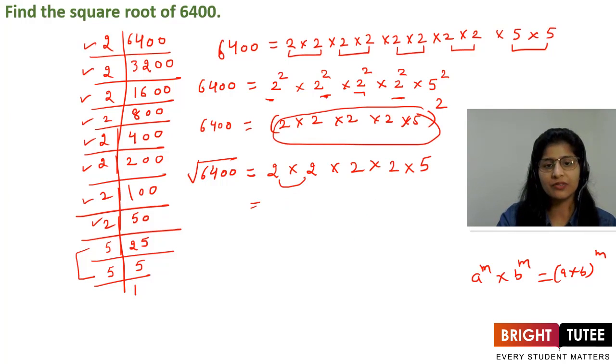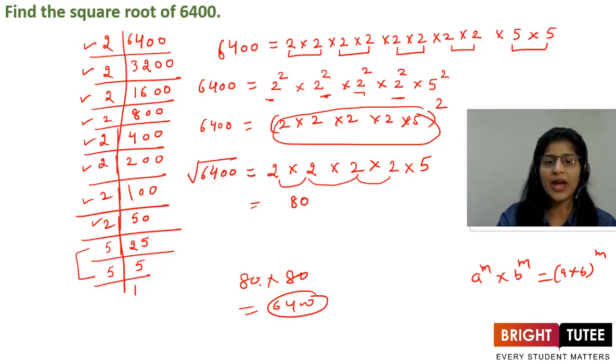Just see, 2 2s are 4. 4 2s are 8, 8 2s are 16, and 16 5s are 80. So we get 80. So square root of 6400 is 80. Just see, 80 cross 80 gives us 6400. That means square of 80 is 6400 and square root of 6400 is 80.